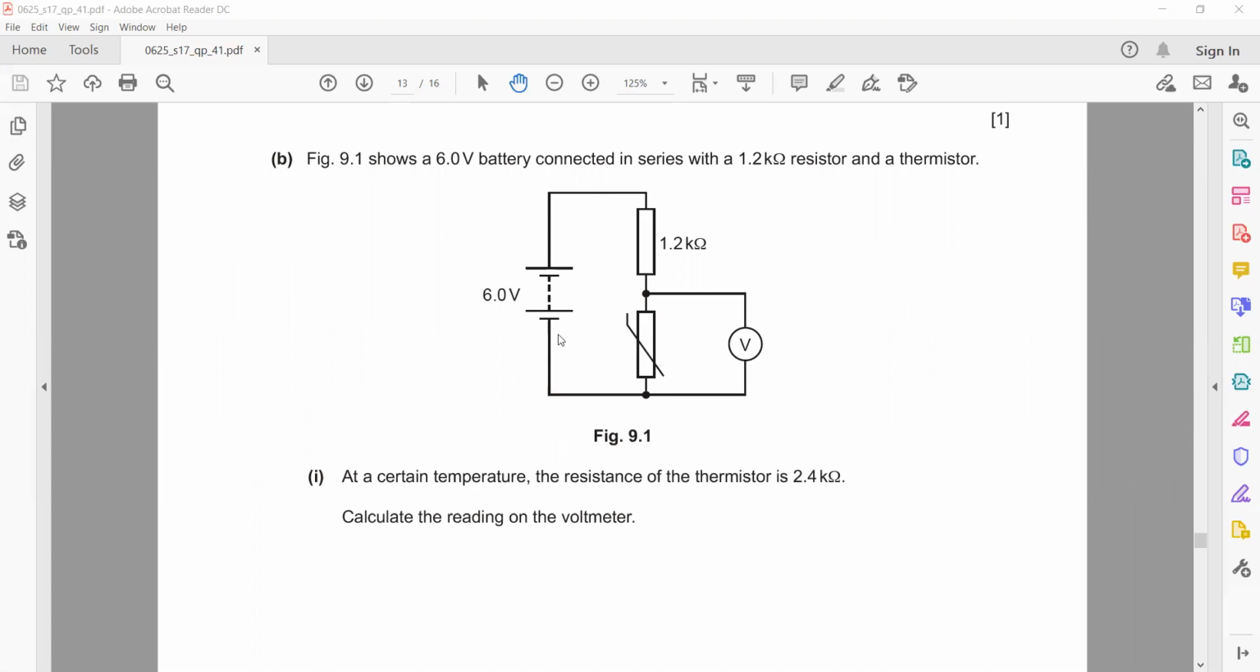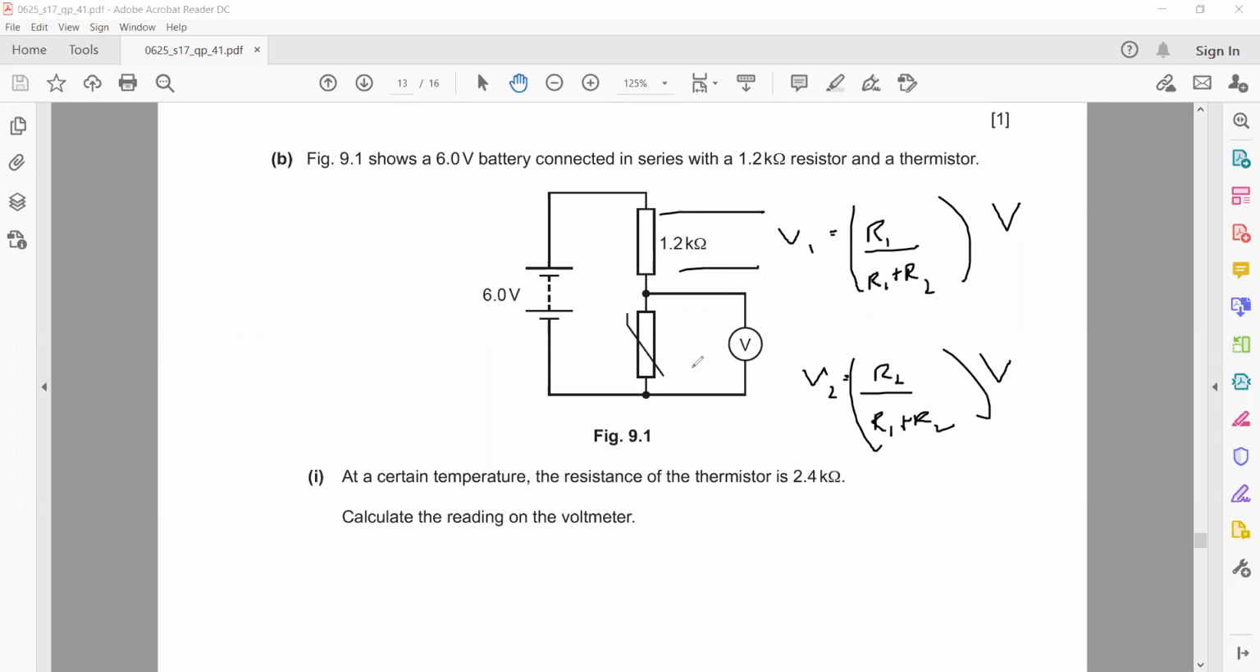In a voltage divider formula, where two or more resistors are connected in series, we can use the formula. If I'm finding the voltage of this one, V1 is equal to R1, the resistance of that part, divided by the sum of the resistance of the circuit, multiplied by the total voltage. If I'm finding V2, it is the resistance of that part divided by the sum of the resistance, multiplied by the total voltage. So using a voltage divider I can directly find it.